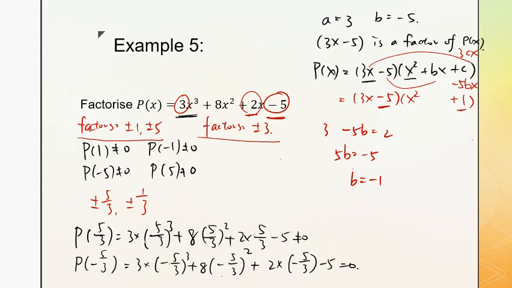Now you can complete this factor, which will be x squared minus x plus 1. And again, you can think about whether you can further factorize it. Because in this case, the discriminant again is less than 0, which tells you that you cannot further factorize it. So you can leave your answer as p(x) is equal to 3x minus 5 times x squared minus x plus 1.